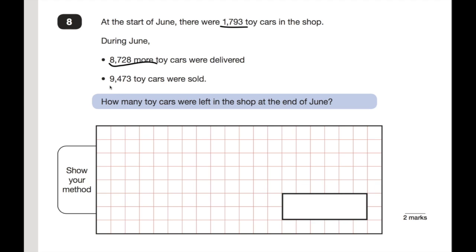And finally, 9,473 toy cars were sold. And that's important because we know that if they've been sold, we don't own them anymore, they've gone. So the question is asking us how many toy cars were left in the shop at the end of June. Well, in order to work that out, we're going to have to work out how many we had before this number was sold. So in order to do that, we need to add 8,728 onto 1,793. So I'm going to do that below.